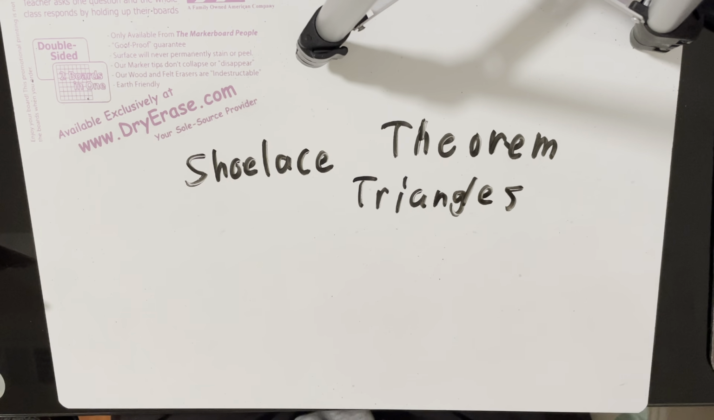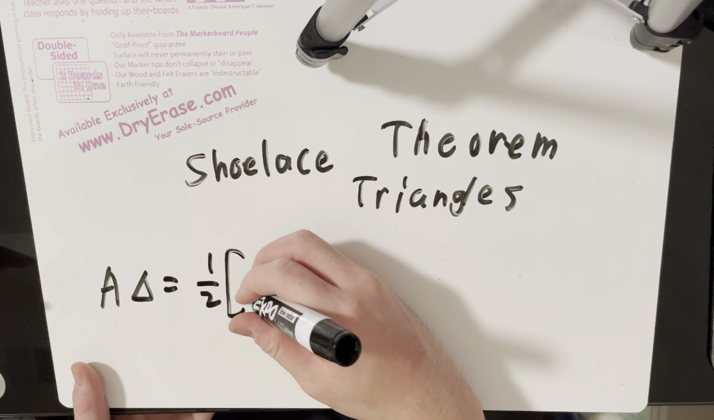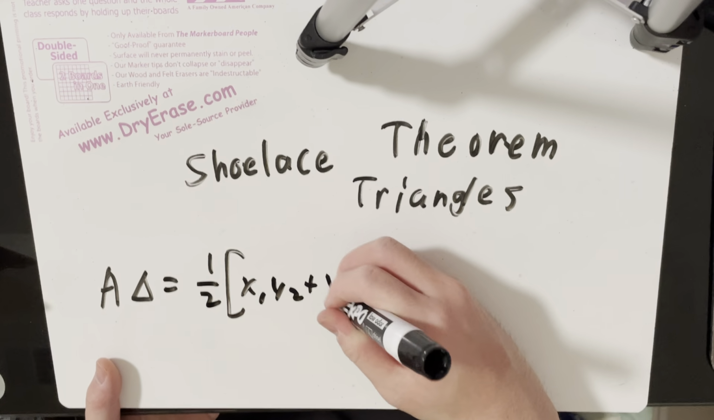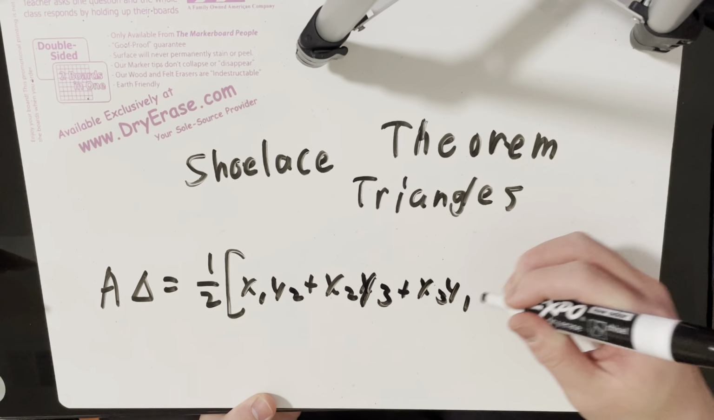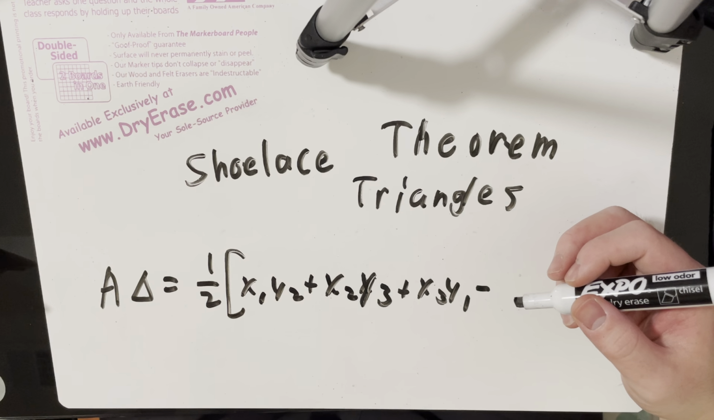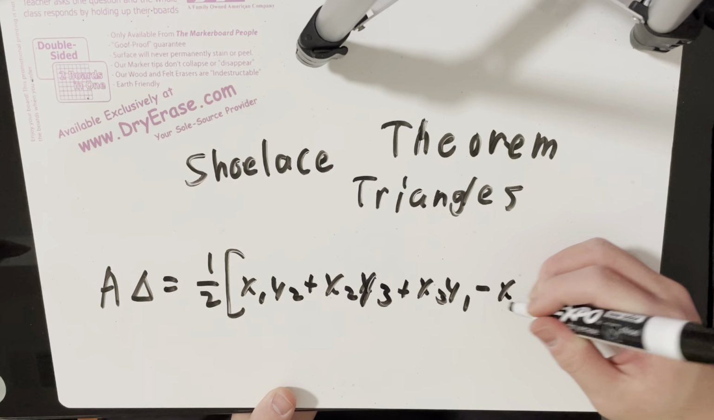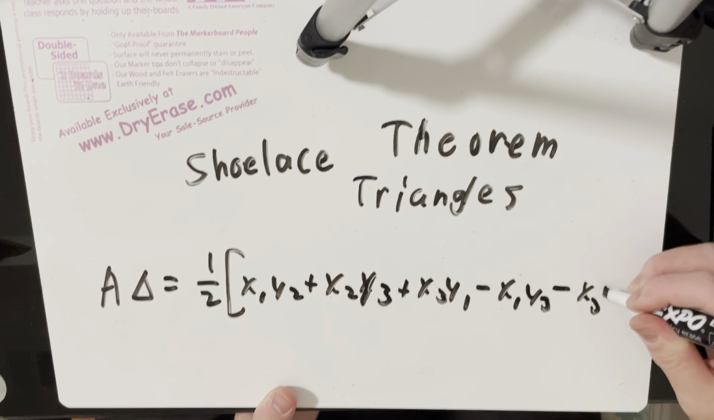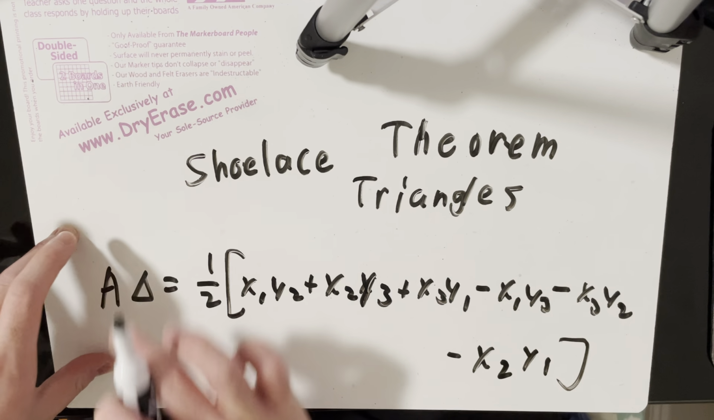So what Shoelace theorem for triangles states is that if the vertices are located at points x1, y1, x2, y2, and x3, y3, then the area of this triangle will be equal to 1/2 times (x1 y2 plus x2 y3 plus x3 y1 minus x1 y3 minus x3 y2 minus x2 y1). This is what the area of a triangle is equal to.